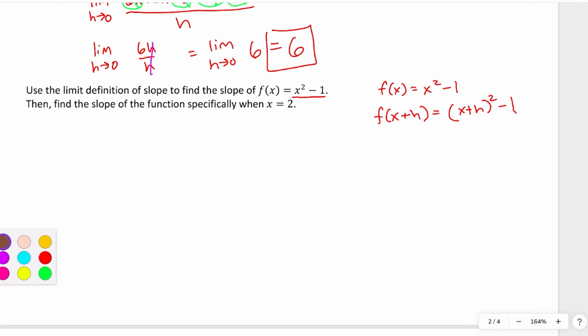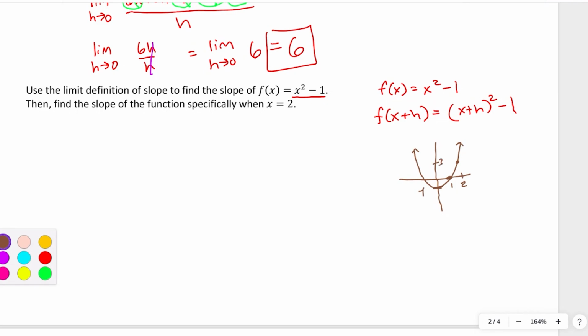Now, you don't necessarily need to graph this, but just to get an idea of what's happening, this is the parent quadratic function shifted down 1 unit. Okay, so this is at -1, this is at 1, we've got 2 comma, what would that be, 3, and so forth.